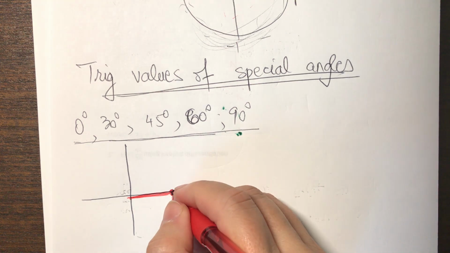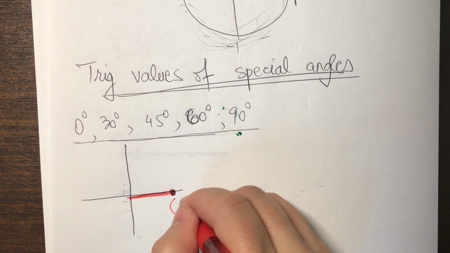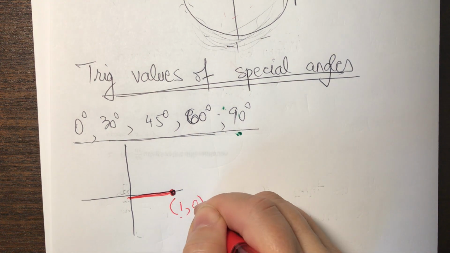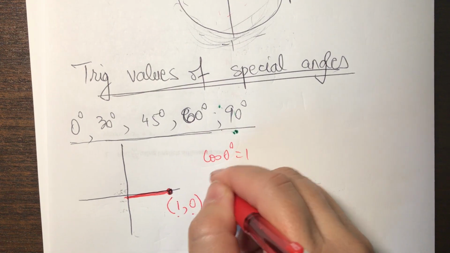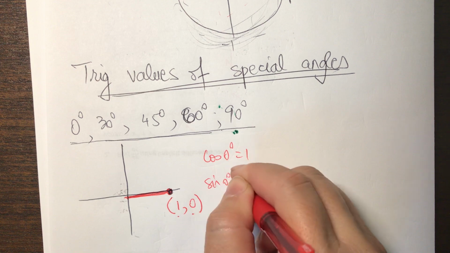Now, it's super easy to see that 0 degrees is right here, where you didn't go anywhere. What are the coordinates of this point? 1 and 0. So cosine of 0 degrees is 1. Sine of 0 degrees is 0.